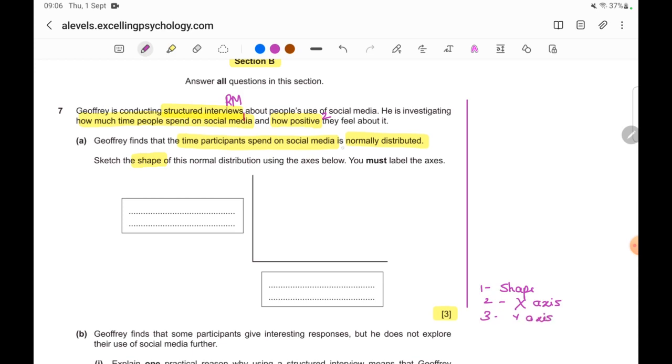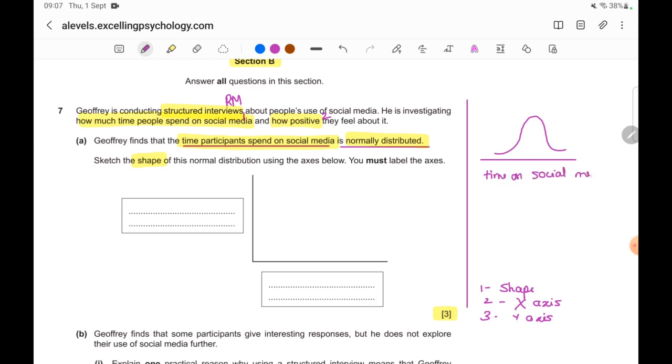What is the normal distribution? I'll give you a quick revision. Normal distribution is the bell-shaped distribution, which represents the distribution of any variable in the population. So any psychological variable, how it exists in the population. Here, like they've told us, time spent on social media is the variable. So I'll just abbreviate it as time on social media.